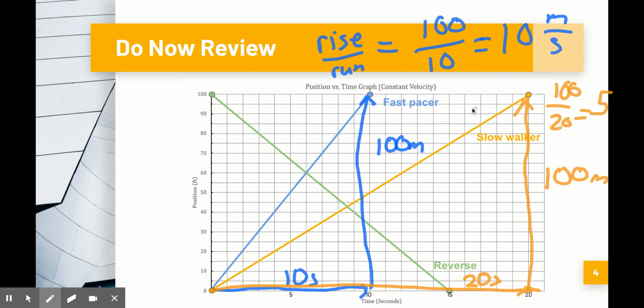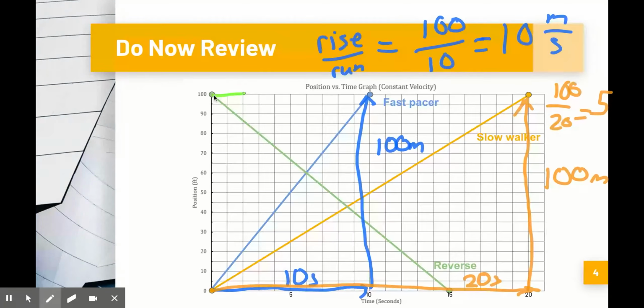Sometimes there will be problems that'll just ask you which one's faster. Just make sure you can tell that this one's obviously faster because it reaches 100 quicker than this one. Okay? I just want you to understand this one's faster than this one without having to do the math. I just want you to understand that conceptual approach.